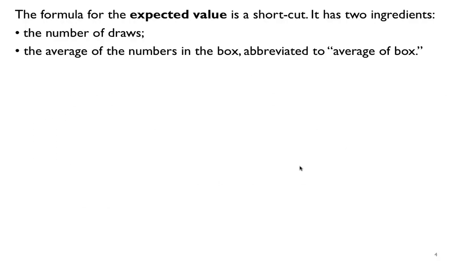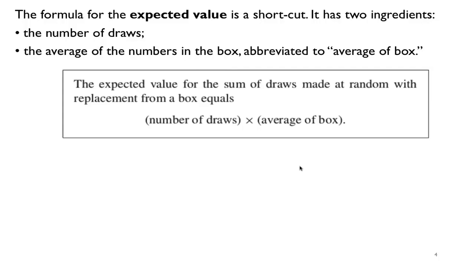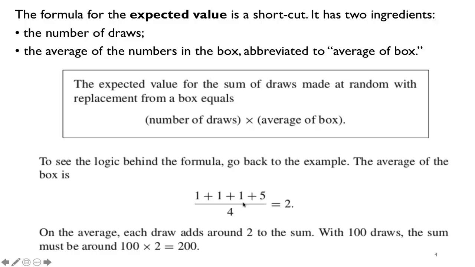So let's see if we can find a nice formula for the expected value. If we want to find the expected value of a sum of draws from a box that we pick randomly with replacement, then the formula is the number of draws times the average of the box. For the previous example, the average of the box is: add up all the numbers, divide by 4, which is 2. And because we're picking out 100 tickets, 2 times 100 is 200.